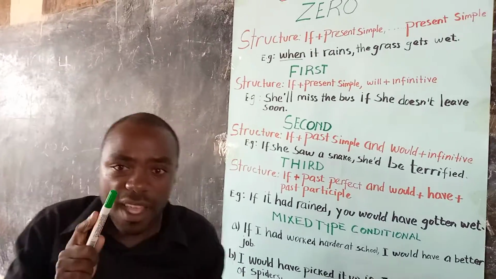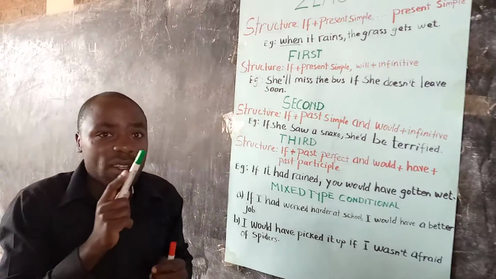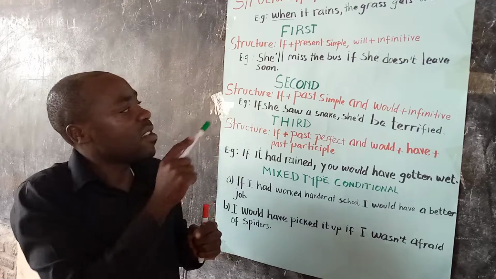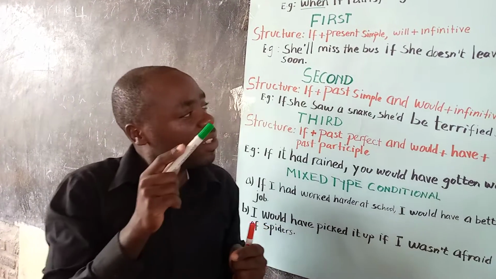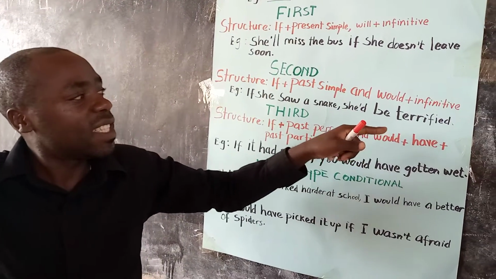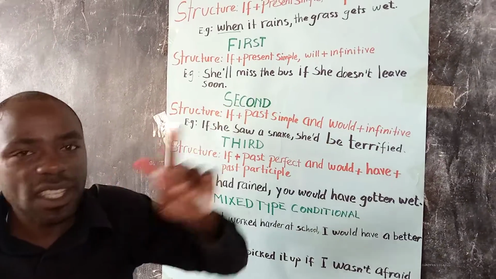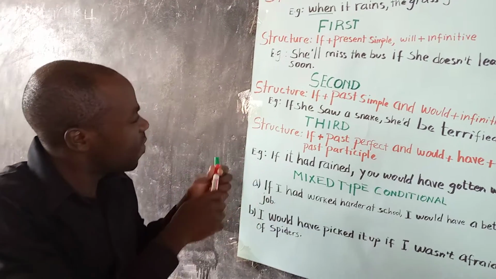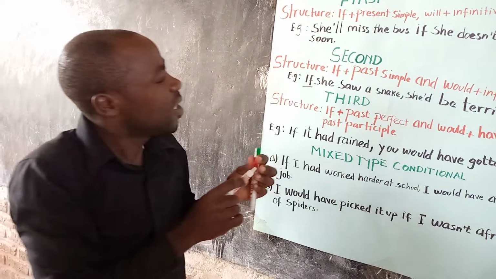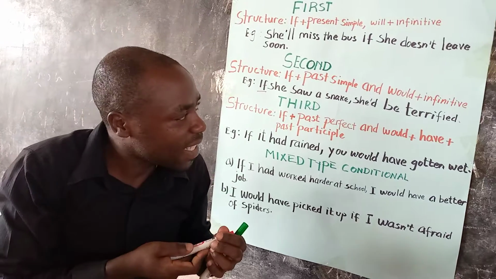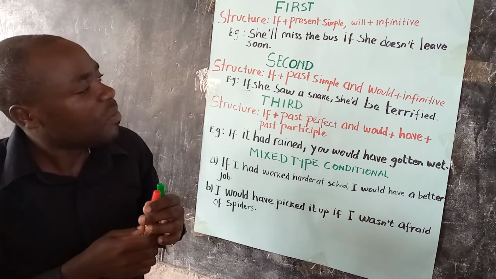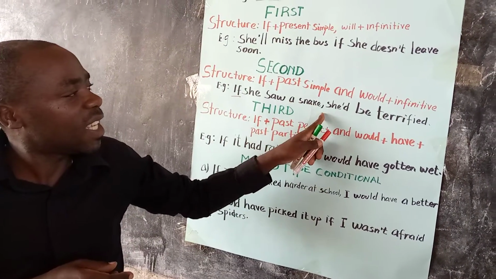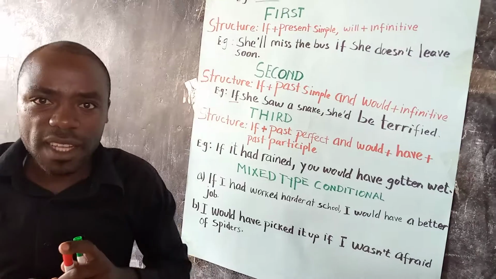We have the second conditional sentence. The second conditional sentence has the structure which is if plus past simple, and in another sentence we have would plus infinitive. Example is: if she saw a snake, she'd be terrified. Right. If she saw a snake, she'd be terrified.